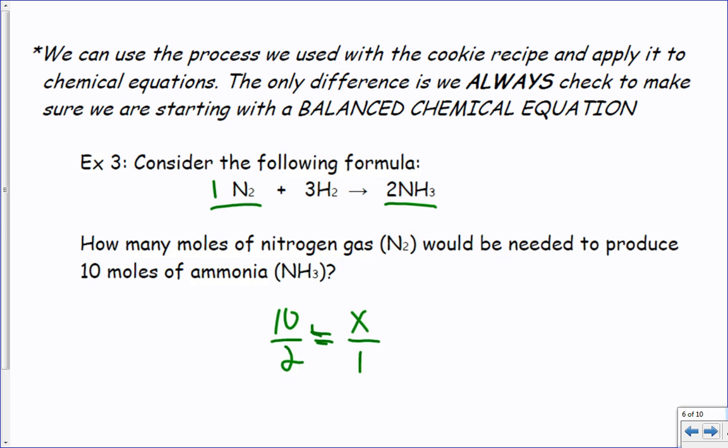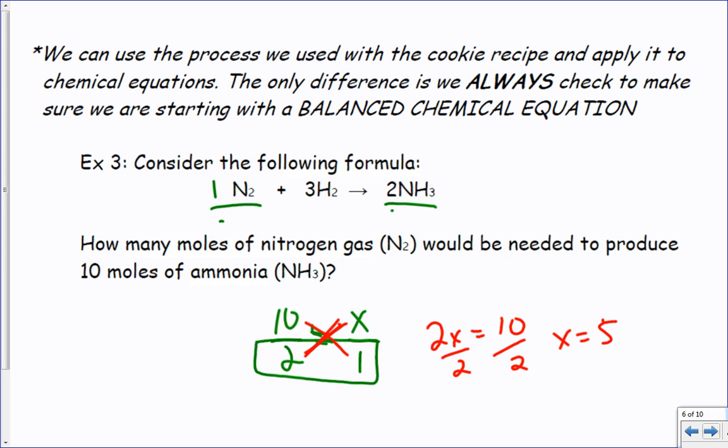The key when you set these up is that the ones that come from my equation are both on the denominator. I can't have one in the denominator and one in the numerator. It actually works if I flip the proportion, as long as I keep them the same. So this 2 and the 1 came from my balanced chemical equation, so I put them in the denominator and they need to stay there. I can cross multiply. I'm going to get 2x equals 10. Divide both sides by 2. X equals 5. So I will need 5 moles of nitrogen.